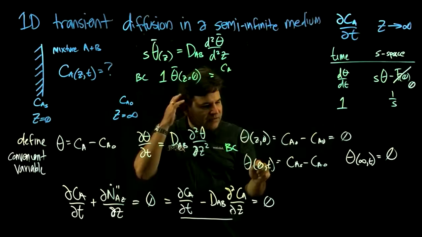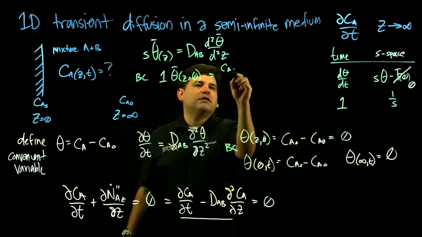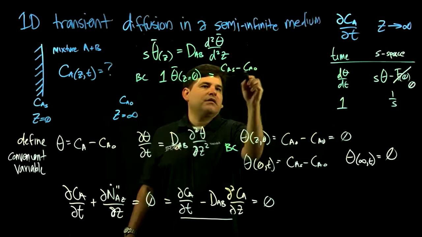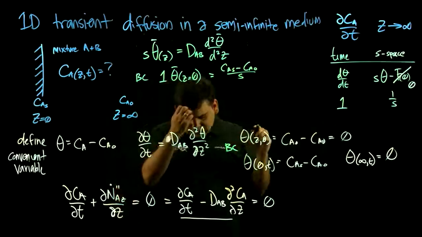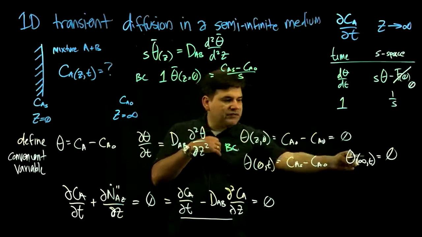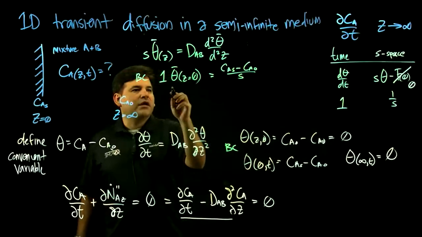z equals 0. I'm applying this one here. z equals 0: CAS minus CA naught over s. And then for z equals infinity, that's still 0. We don't have this time derivative anymore.